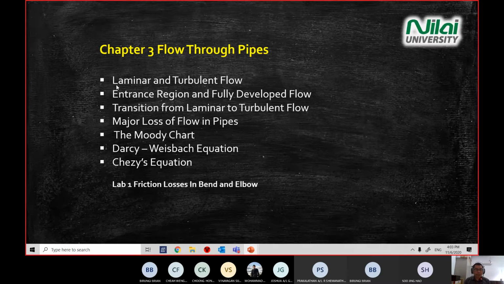So we're going to look at laminar and turbulent flow. Then what is fully developed, and then what is the transition. And then we're going to focus on major loss. We're going to calculate loss inside the pipe. And then we'll look at a Moody chart. Look at two equations here: the DW, or Darcy-Weisbach equation, and then one more is the JC equation.